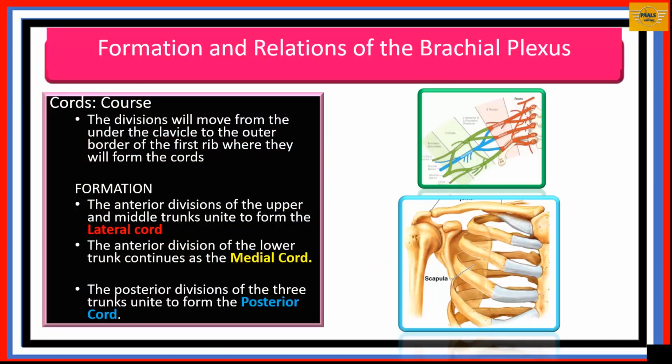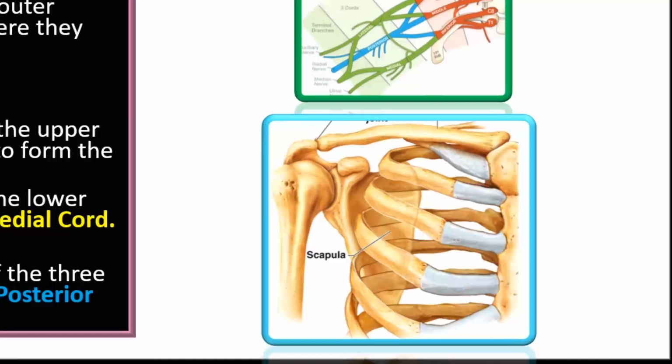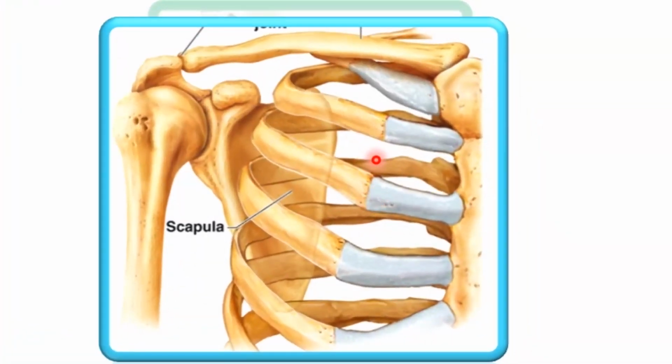How do the divisions form the cords? We've already noted where we find the divisions, deep to the clavicle. Now from this point, this picture shows us this is the clavicle, and then we expect the divisions to be here. So these 6 divisions will move forward, and in the outer border of the first rib, as we can note here, they will now fuse to form the cords.